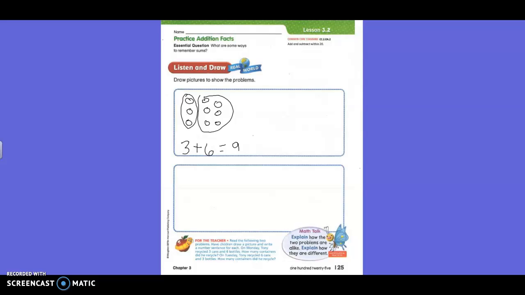Okay. So should we do 3 plus 6? Should we draw 9 over here? No. Is that what you've done before, or you just have 9? Okay. Just have 9. All right, let's do another one. Let's do 6 plus 3. 6 plus 3. What does that equal?